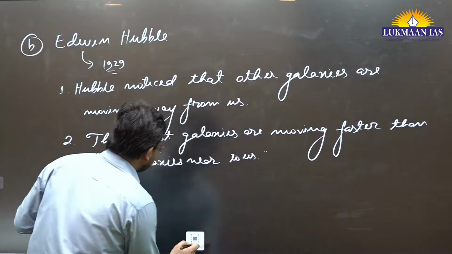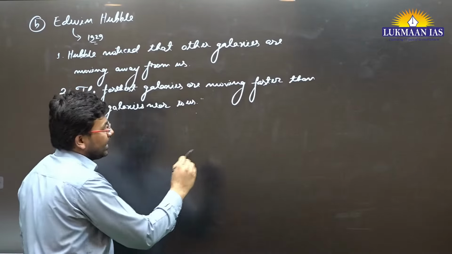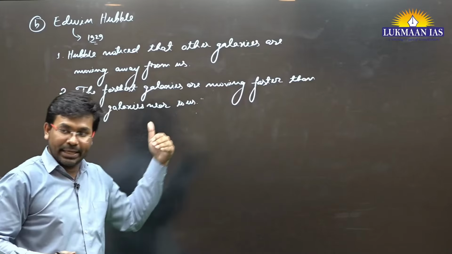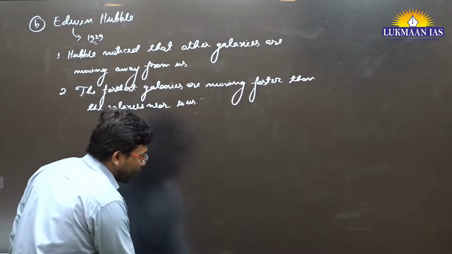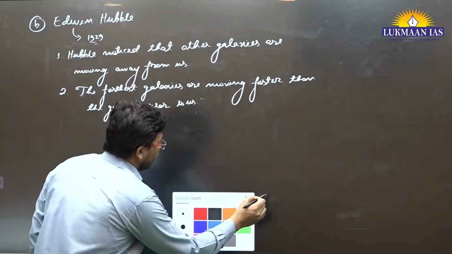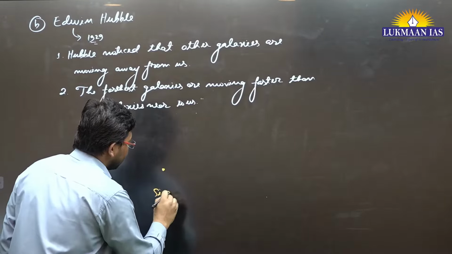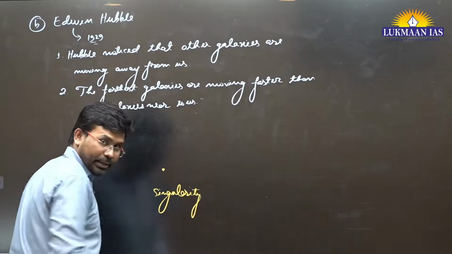If we have to trace this back, he said that all the galaxies are moving away. So if we trace back, he also talks about a point which is known as singularity. I'll discuss this singularity. What do we mean by this?